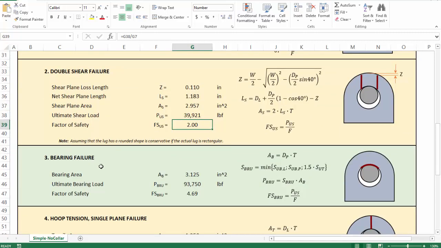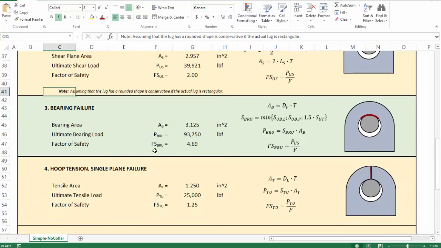Note here, same thing as what I said before: assuming that the lug has a rounded shape is conservative if the actual lug is rectangular. So that's basically your Z variable here, and you can override it if you want.